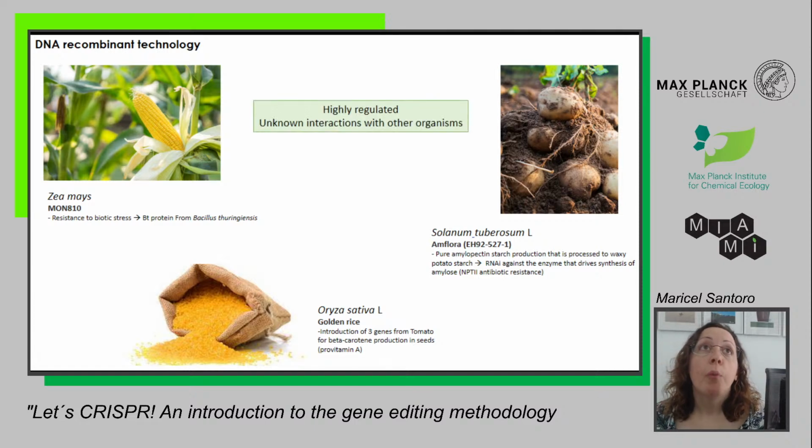So the problem with recombinant DNA technology is the regulation, and the reason there is so much regulation is that we don't know the interaction of this foreign DNA that we put in the plant with the other organisms where the plant lives. The plant interacts with a lot of organisms, for example, bacteria in the soil, worms, insects, and pollinator insects. So we don't know this interaction, the effect that we can have on the ecosystem. So this is not very well known, and not very well seen.